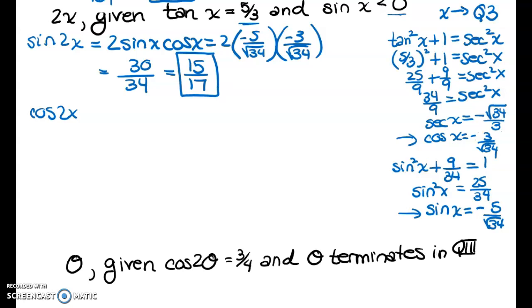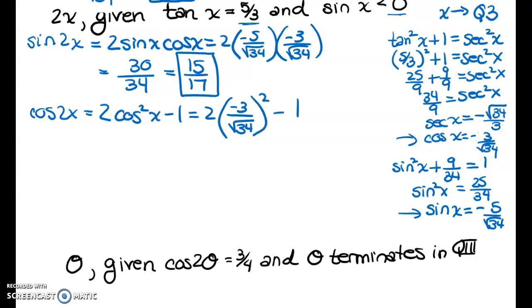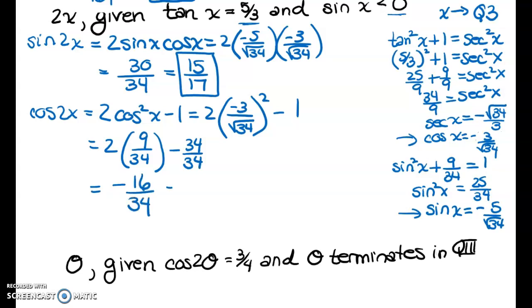Here again, I'm just going to use the cosine squared one. 2 cosine squared of x minus 1. Cosine was negative 3 over root 34, and we have to square that and then subtract. So it is 2 times 9/34 minus 34 over 34. 18 minus 34 is going to be negative 16 over 34, or negative 8/17.